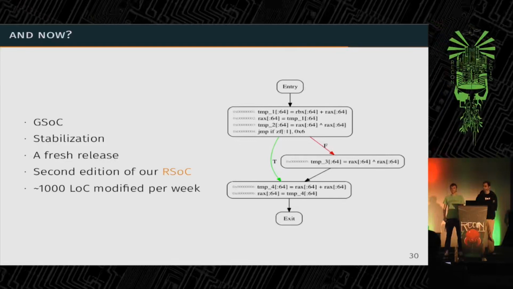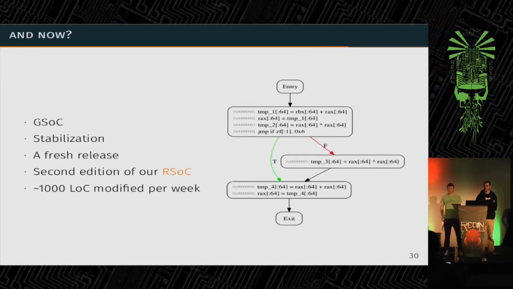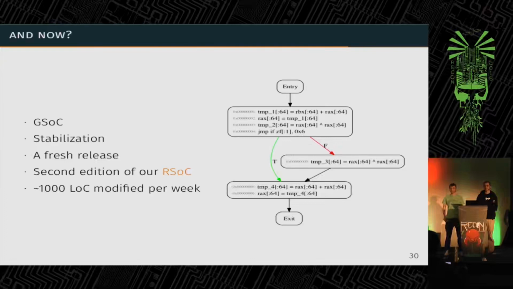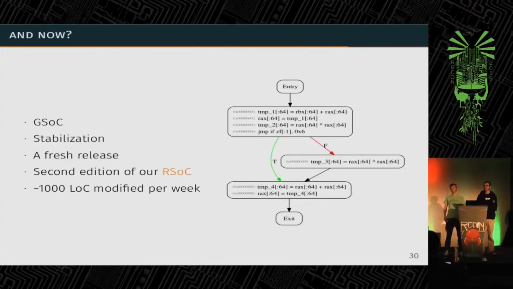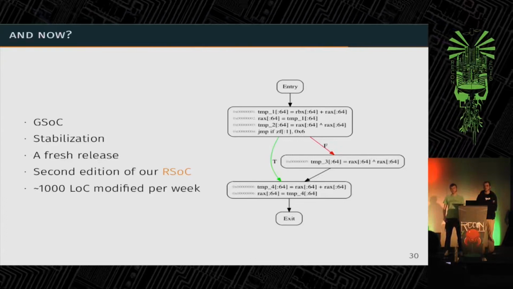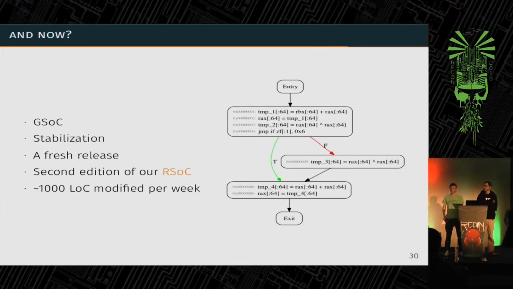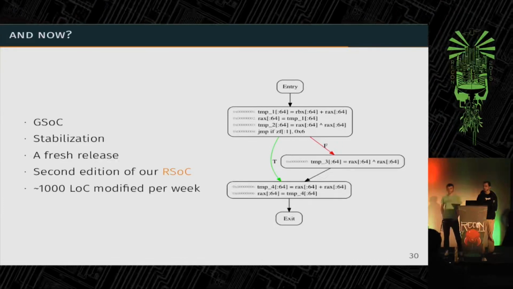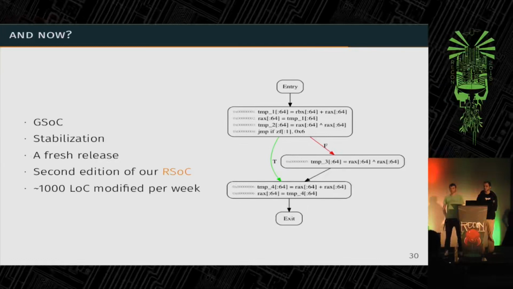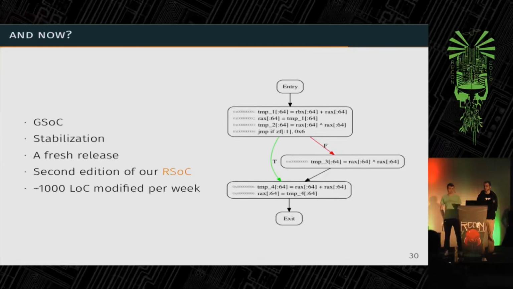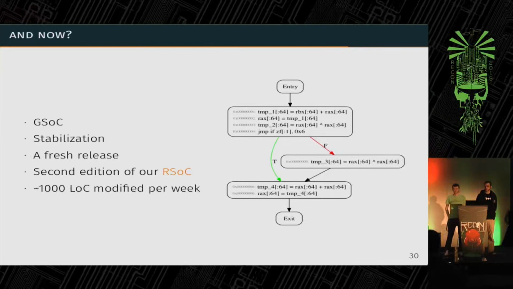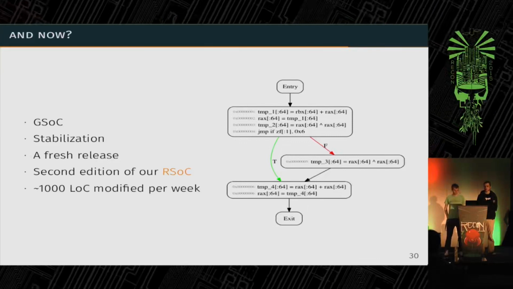Hopefully you shouldn't be using that, and just use it from Git though. We're having a second edition of the Radare2 Summer of Code, which is going to be starting, I think, next week. Yeah, I think so. And in general, about 1,000 lines of code are modified each week, so we're moving very quickly. New features are being added all the time, general improvements all the time. It's pretty exciting stuff.